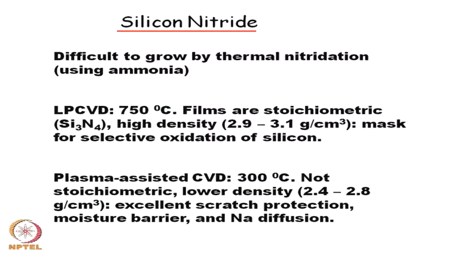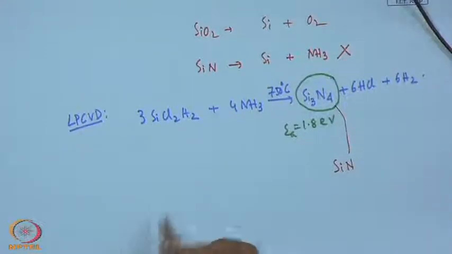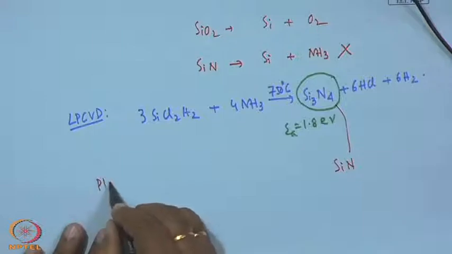Another is the plasma assisted CVD, which is a low temperature process, as mentioned earlier, that plasma energy is coupled with thermal energy. So, one can use very small temperature, just 300 degree centigrade, but remember that this plasma assisted CVD film is not a stoichiometric compound, it is a non stoichiometric compound. So, the formula one cannot write like this, rather SiN is used. So, it is plasma assisted CVD.